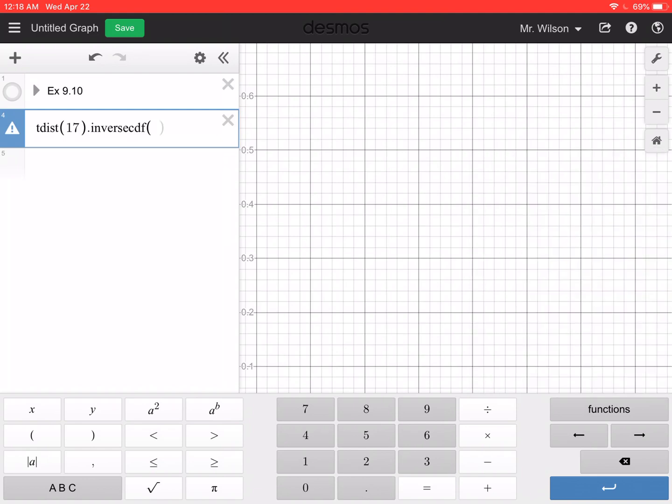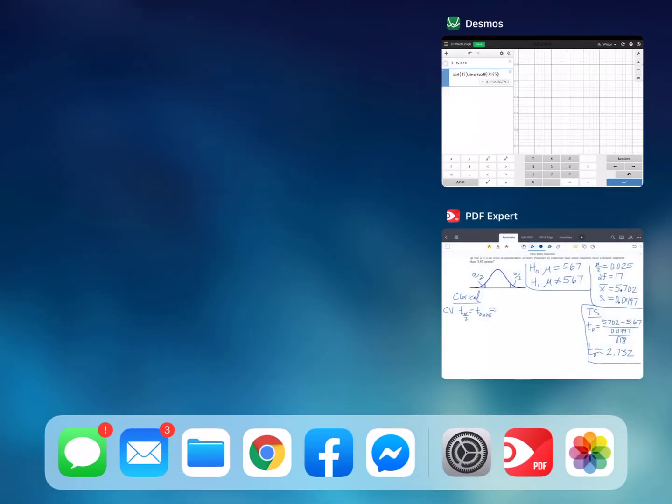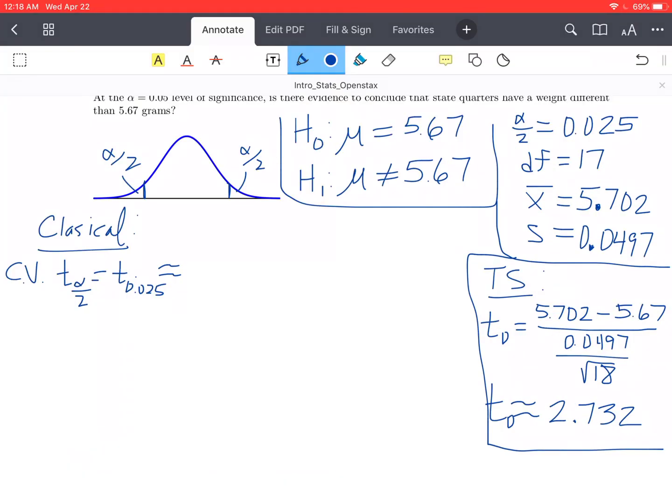So alpha over 2, I should say, is 0.025. The area to the left of that is 0.975. So that's going to give us approximately 2.1098. Let's try to find a nice number to round at. So that's approximately 2.1098. Okay, so that's our critical value.